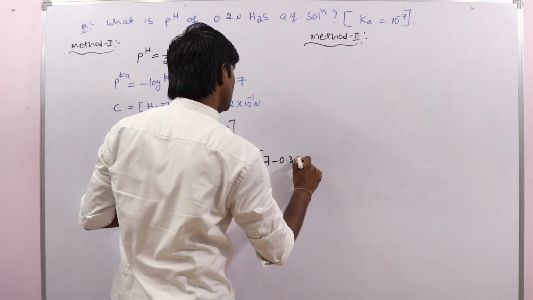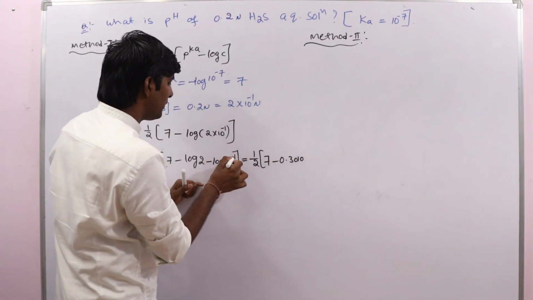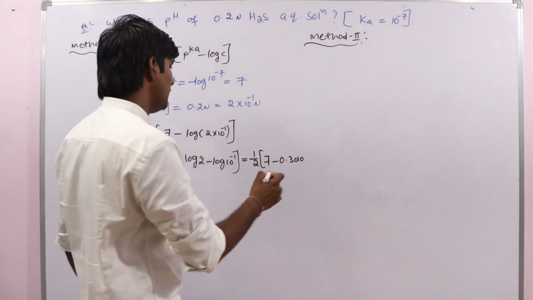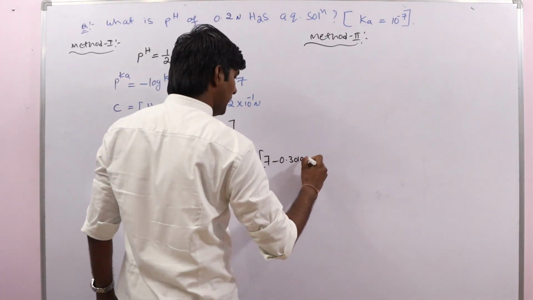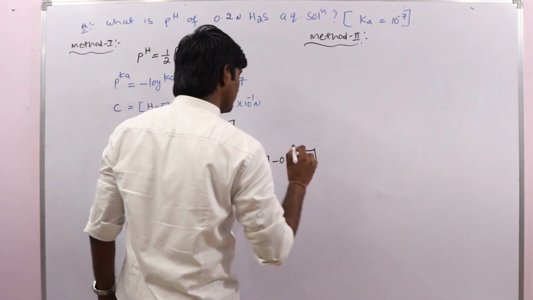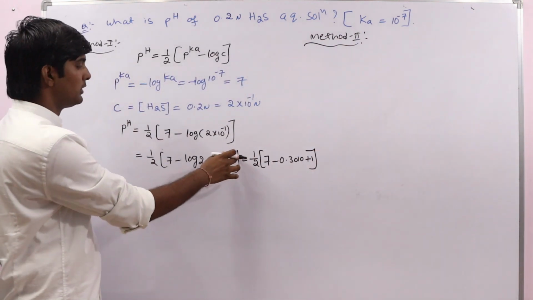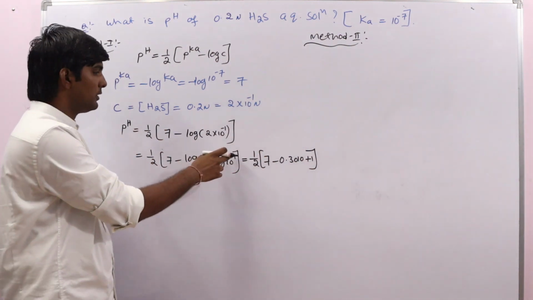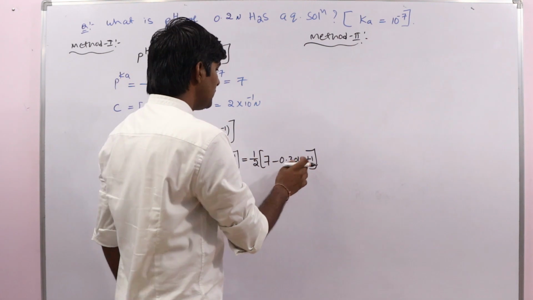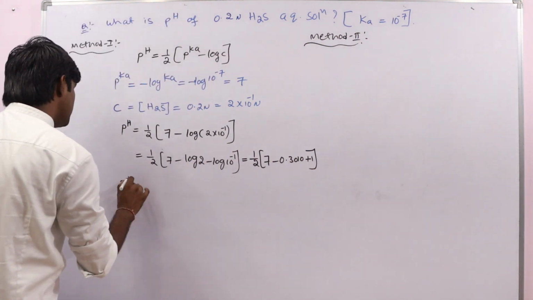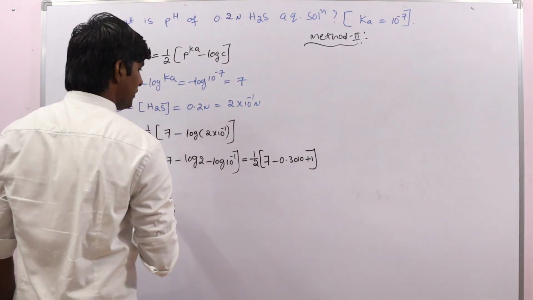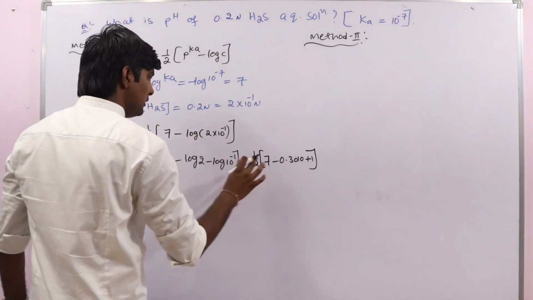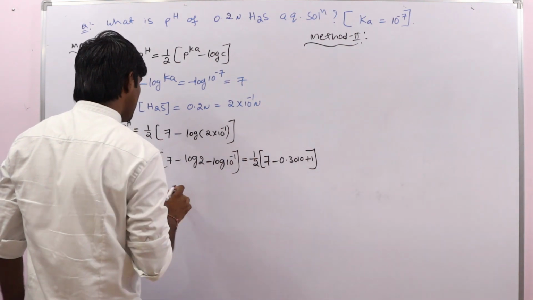Minus 0.3010. 10 power minus 1 means this minus 1 comes here, minus into minus plus, and log 10 base 10 is 1, so we get overall 1. Now log 10 power minus 1 is nothing but minus 1, but already here we have minus, so minus into minus plus. So after simplification we get pH is equal to 1 by 2 into 7 plus 1, that is equal to 8.